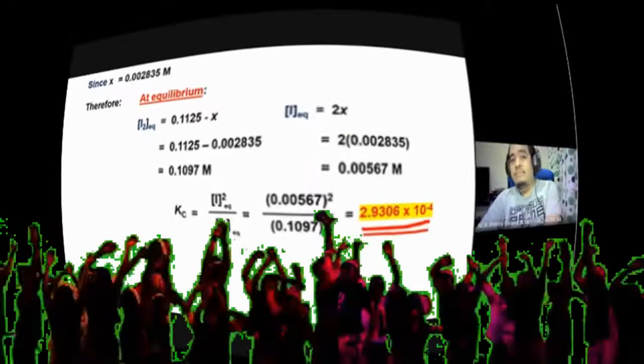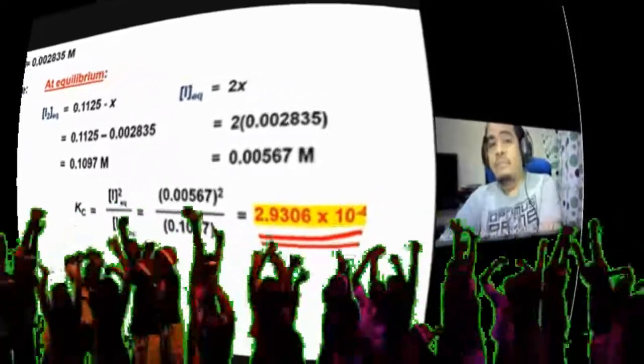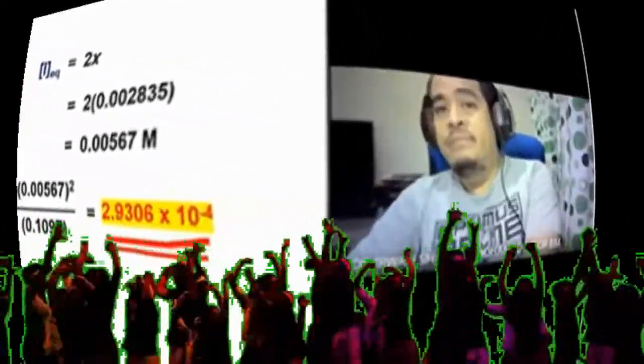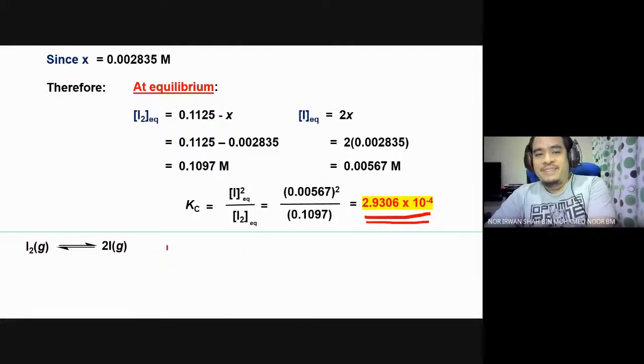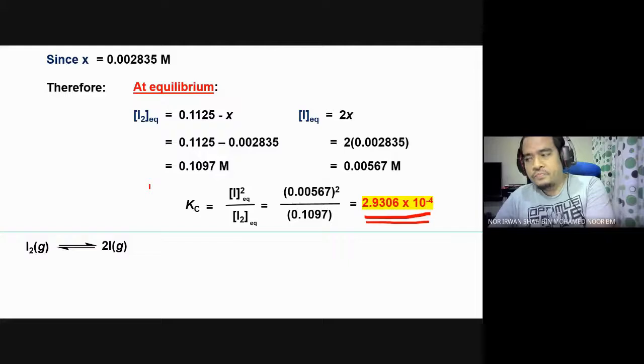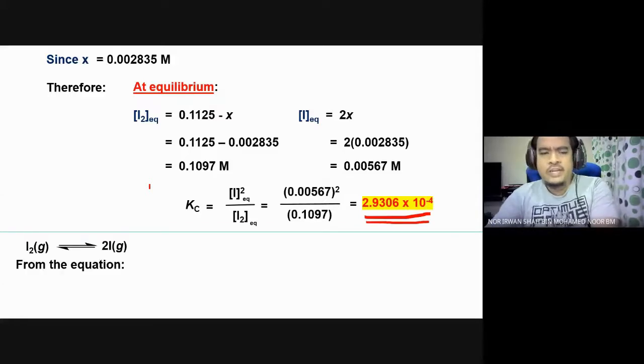So are we finished yet? No, sorry, we are not finished yet, because we need to determine the Kp value for this reaction. Remember the relationship between Kc and Kp. Remember in question number 10 just now? But before we use that equation, of course, we need to find out the value of delta N. So now let's look at the value of delta N, from the equation.